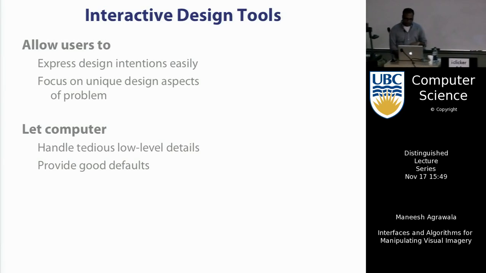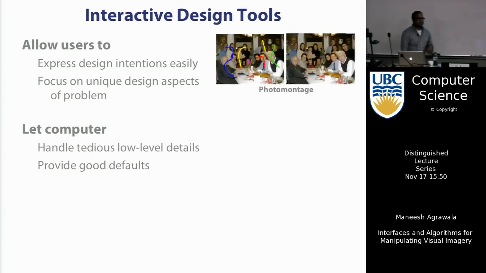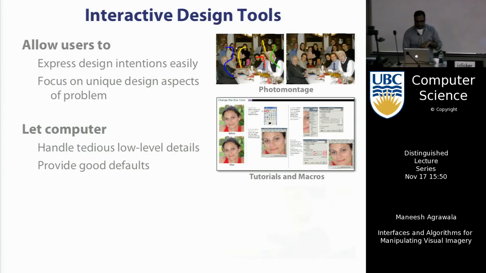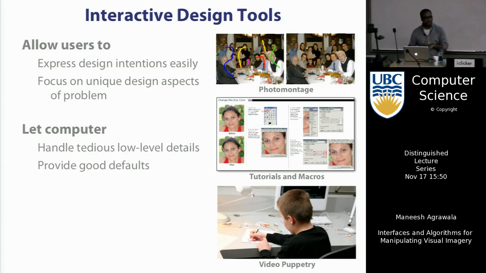And so what I thought I'd tell you about today are some projects that are designed to do some of this. I'll focus on 3 projects. The first one is on digital photo montage. And the idea here is to combine the best parts of multiple images into a seamless composite. Then I'll tell you about some work on automatically generating tutorials and macros for tools like Photoshop and GIMP. And then finally, I'll tell you about a tool that's designed to make it really easy to create animated content in the style of paper cutouts.